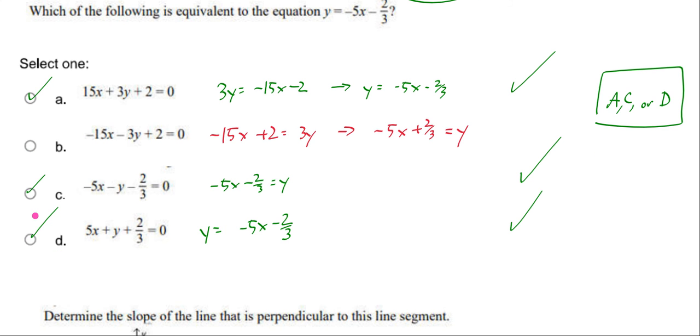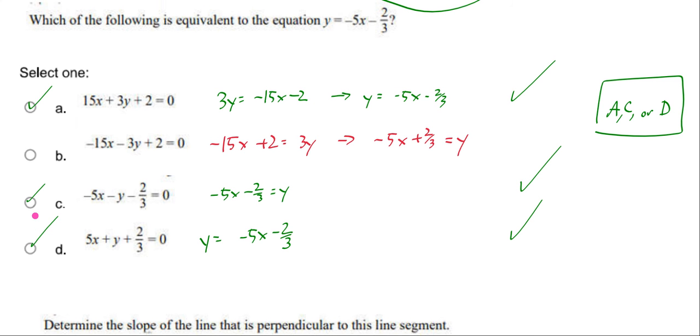Next, which of the following is equivalent to y equals negative 5x minus 2/3? All we need to do is rearrange them. These are all in general form or close to general form. Some of them have a negative x. Put y on one side and everything else on the other side. So for our first one, 15x plus 3y plus 2 is 0. We throw the 15x and the 2 to the other side, and then divide everything by 3.